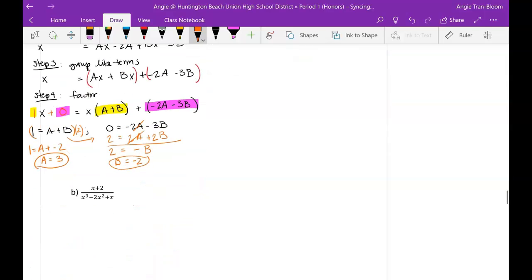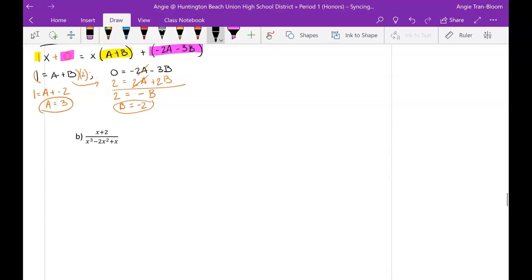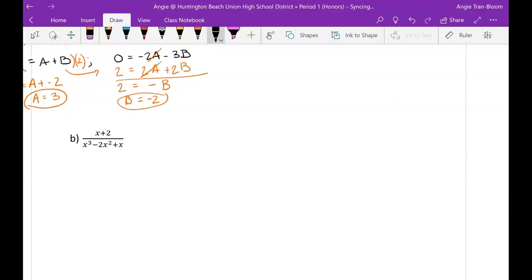Let's move on to example B. And again, just like earlier, you're going to try to factor if you can. So this is x plus 2 all over... Factor this out first. I see that I'll have an x in common. So that means x squared minus 2x plus 1. Now I'm going to try to see if it's still factorable.